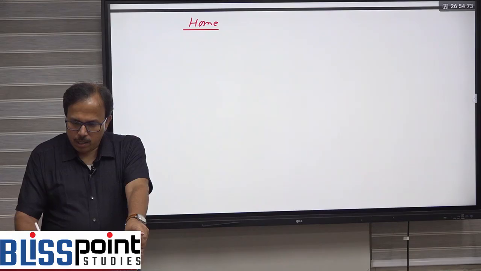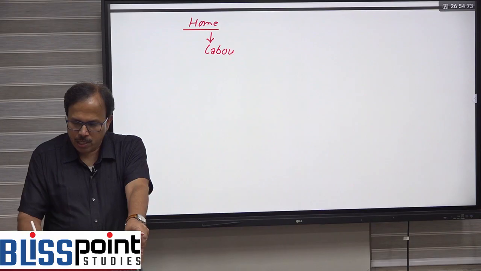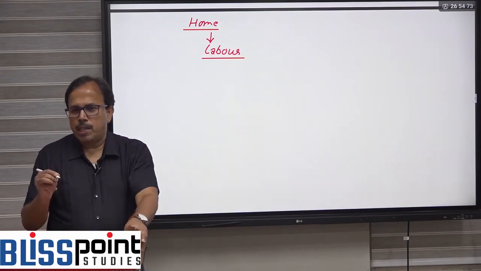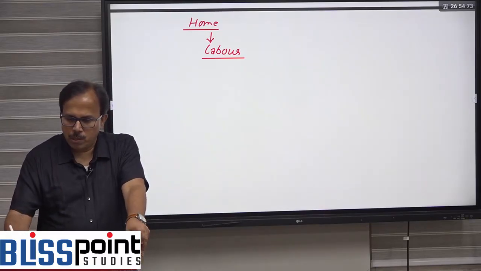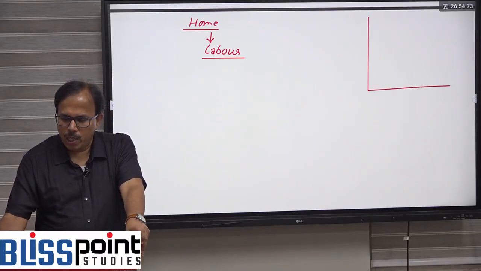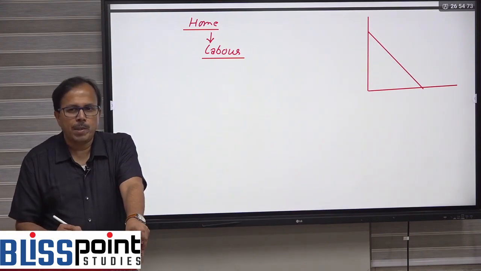See again this example. In the home country we have only one factor of production, which is labor. The production possibility curve simply shows what are the possibilities of production. What will be the actual production?